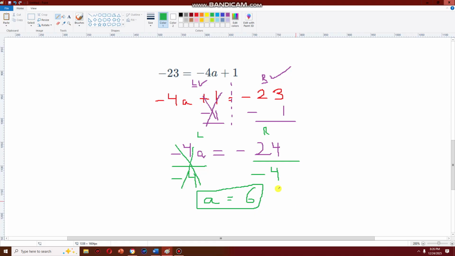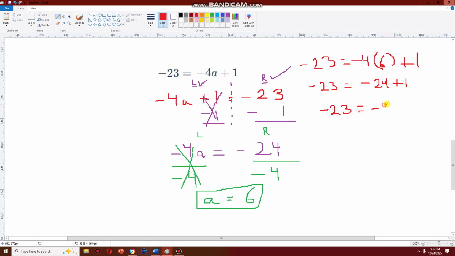Now, if you're not sure, let's take our answer and substitute it in for a and see what we get, okay? So here we go. I'm going to take my original equation, minus 23 is equal to minus 4 multiplied by 6, because that's our answer, plus 1. Minus 23 is equal to, minus 4 times 6 is minus 24, plus 1. Minus 23 is equal to, minus 24 plus 1 is minus 23.